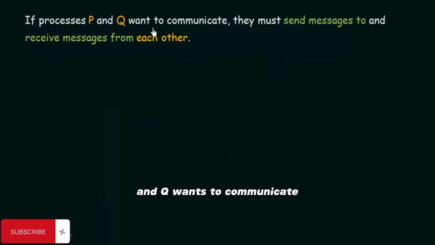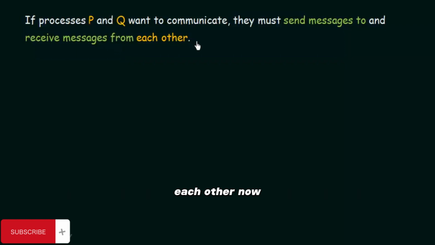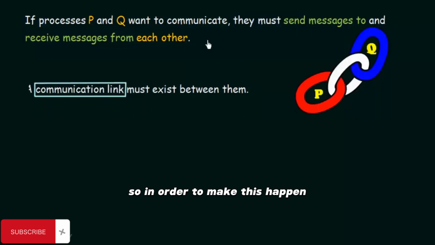Now if process P and Q want to communicate, they must send messages to and receive messages from each other. So let's say that we have two processes, P and Q, that want to communicate. If they want to communicate, then they must send messages to and receive messages from each other. P and Q must be able to send messages to each other, and P and Q also must be able to receive messages from each other. Now, how can we facilitate this? In order to make this happen, a communication link must exist between them. So there must be a communication link between process P and process Q so that they can communicate with each other.